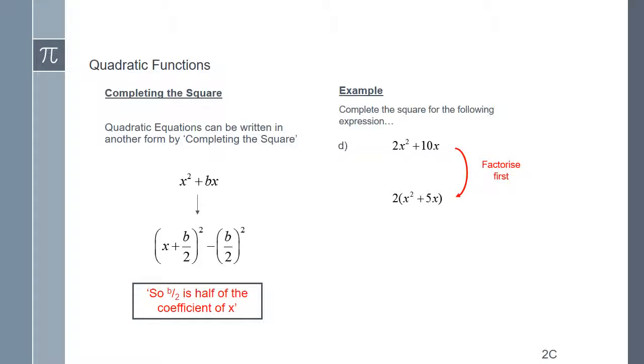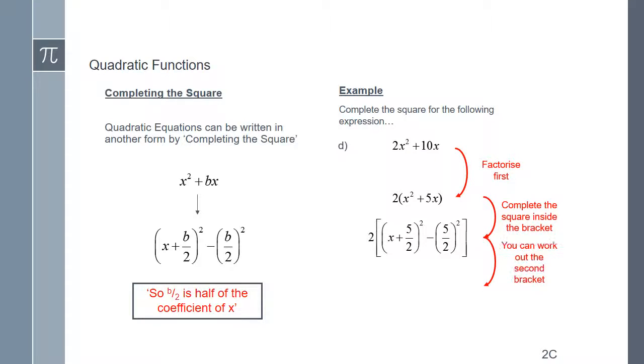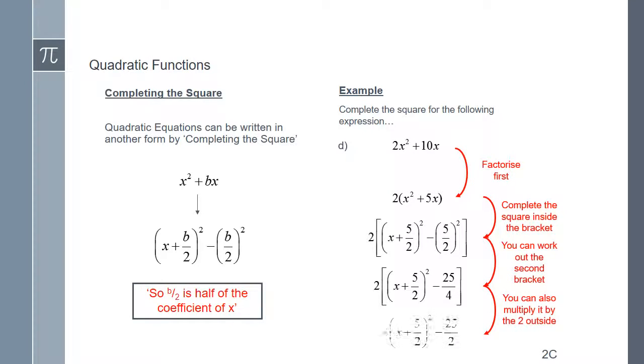Half of 5 is 5 over 2, or 2.5, so it's x plus 5 over 2 squared minus 5 over 2 squared. But we can only complete the square when we have 1 as the coefficient of the x squared term. We can tidy that up a small amount to say that's 2 times x plus 5 over 2 squared minus 25 over 4. And then we can multiply the 2 through to be 2 times x plus 5 over 2 squared minus 25 over 2.